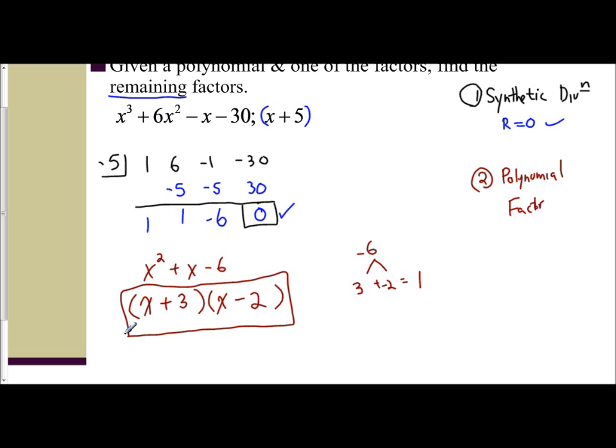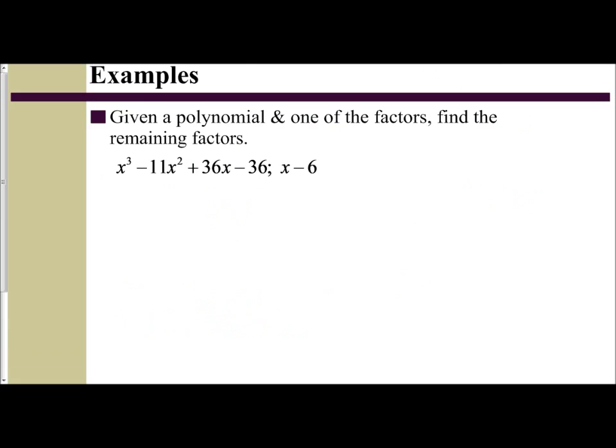So that's the process we're going to use in these examples. We're told our binomial is a factor. So that tells us the remainder should be 0 when we do synthetic division. After we do synthetic division, we're going to take that polynomial that remains and factor it. So let's look at example 2. Given the polynomial and the binomial as one of the factors, find the remaining factors.